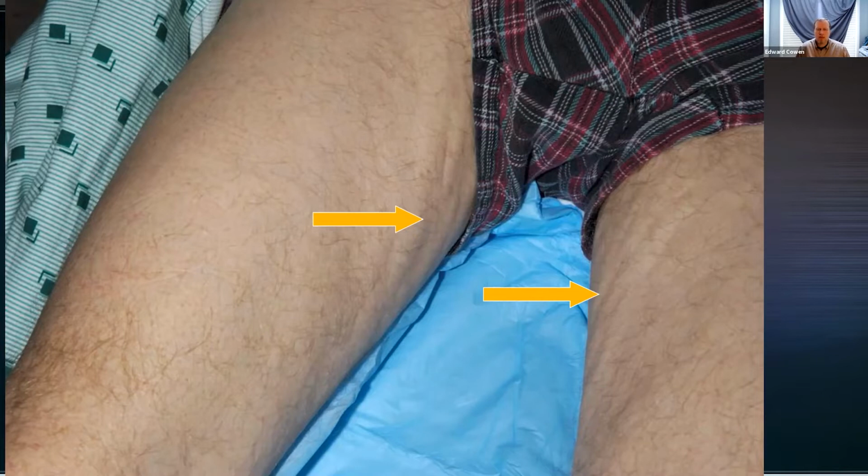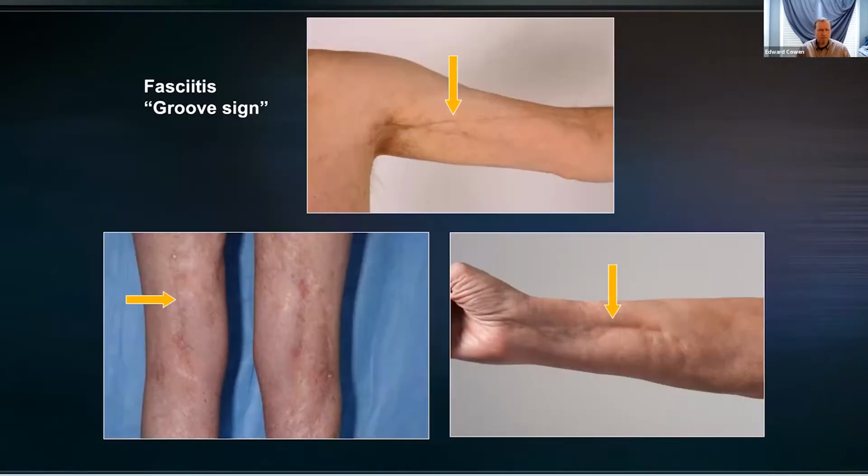If you stretch the arms or legs, then sometimes you'll see an accentuation of these grooves. And this is called the groove sign in fasciitis. It can be along the path of superficial vessels. It can be in the back of the knees or along the fascial bundles on the wrists. And this is a sign that there may be fibrosis that's happening deeper down that you may not be aware of.